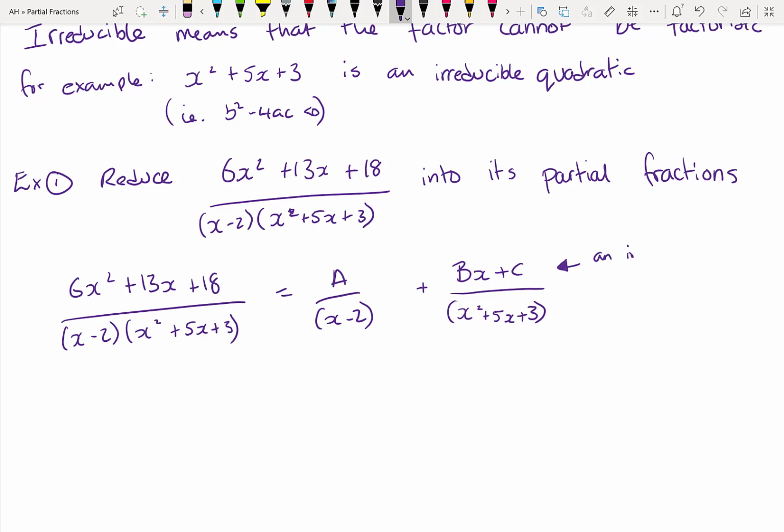So an irreducible quadratic produces this type of partial fraction. Okay, so again, we could find bits of these go away, we could find bits turn to 0, okay, but we don't know that for certain, so we must make sure that we put it in when we're dealing with this.